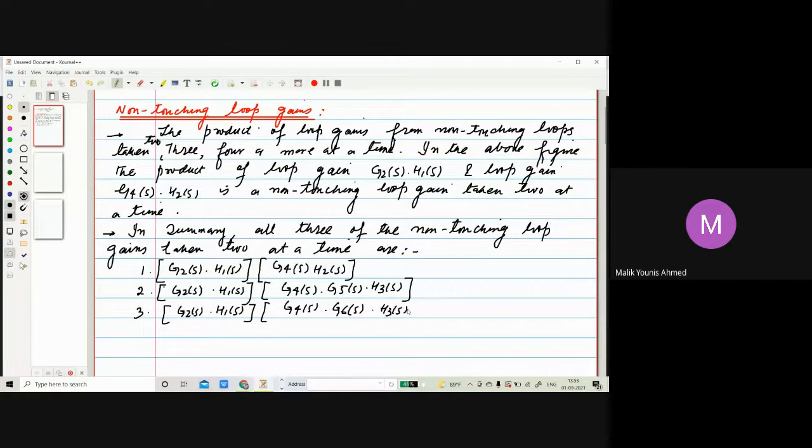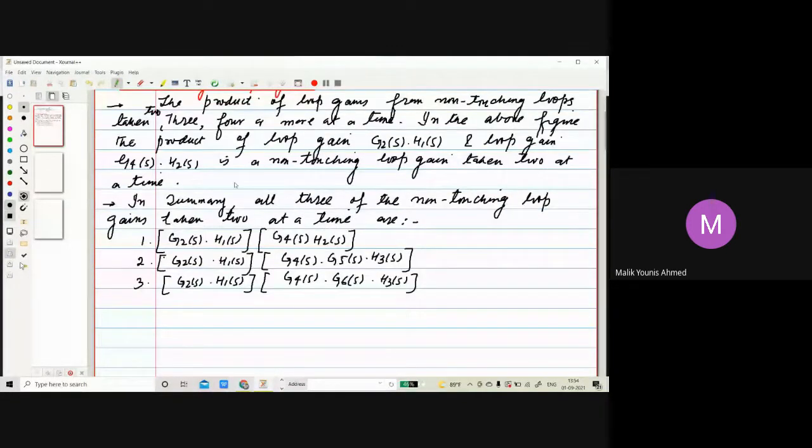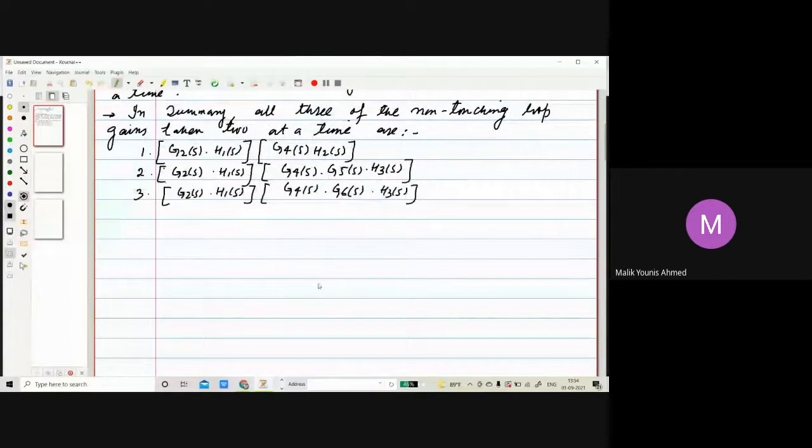This is all combinations we have. Non-touching loops, product of the non-touching loops taken two at a time. They are not touching, and this is the maximum combination we can have. This loop is not touching with all the three loops. So this is this combination with number one, this combination with number two, this combination with number three. That's product of this loop with all other three loops.